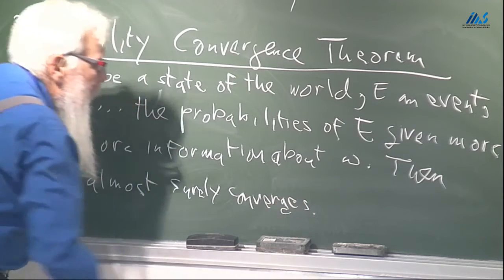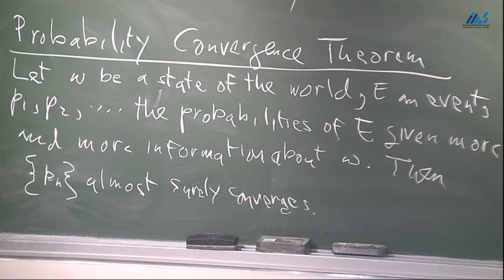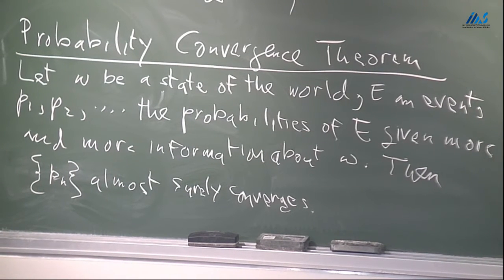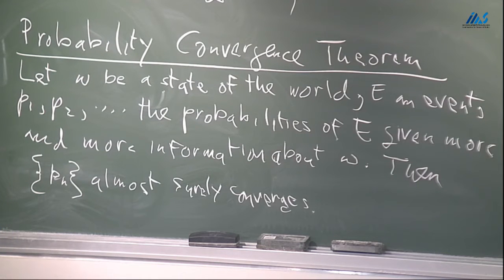I tried to write this in fairly non-mathematical language. Let me translate it into mathematics. Okay? We have a probability space. We have points in the probability space. And now we have more and more information, which means information is given by sigma fields, which become finer and finer. Then the probability of the event E at the state of the world omega is conditional on the element of the sigma field in which omega is given.